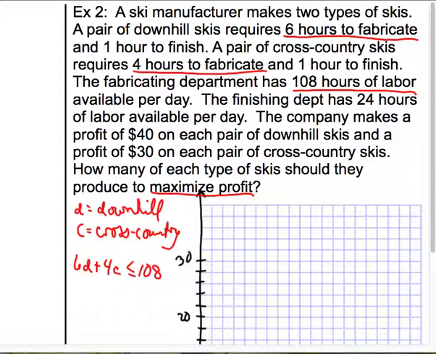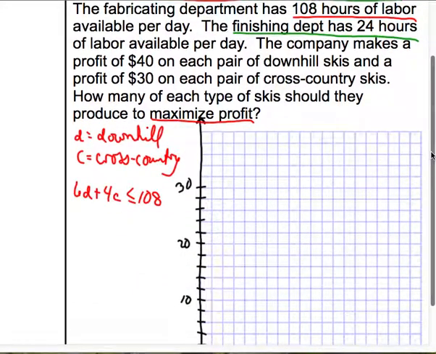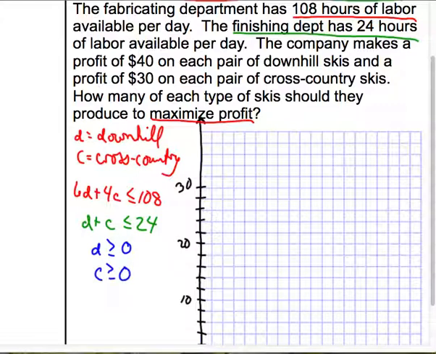The next piece of information is an hour to finish downhill, an hour to finish cross-country, and 24 hours to finish skis together. So finishing for each has to be less than or equal to 24 hours. And again, we can't have a negative amount of skis. So our axes are going to be constraints as well.